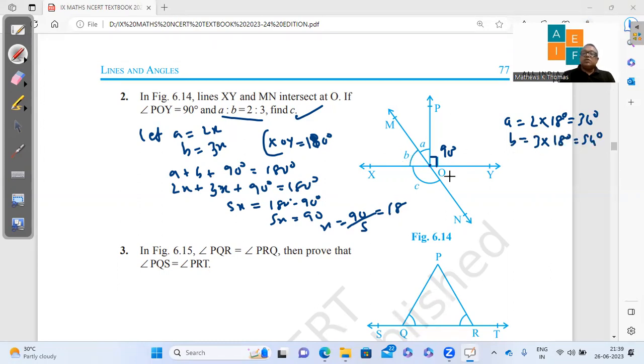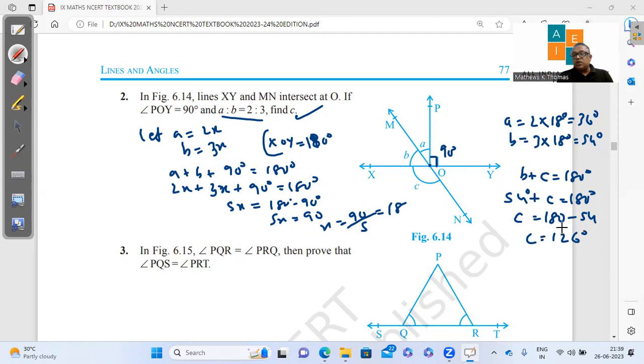And the question is find out angle C. If you notice, this B and C together form a linear pair. So B plus C is 180. B we have found out as 54. So 54 plus C is 180. So C will be 180 minus 54. C will be 126.